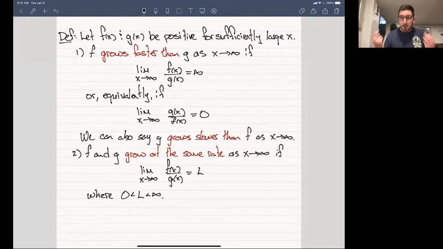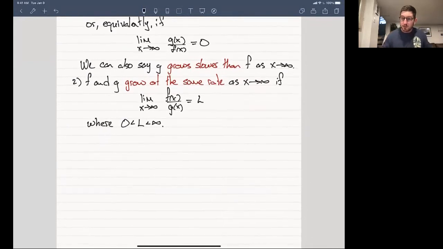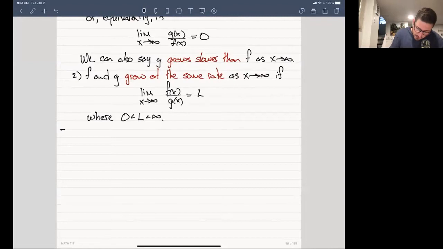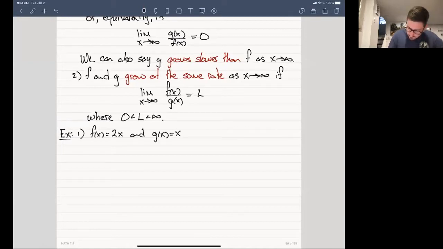Now, let's rhyme off a bunch of examples. Let me show you how I know that certain functions grow faster than other functions and that certain ones grow at the same rate. Let me start with an easy one. So let's take, for example 1, f of x is equal to 2x and g of x is equal to x. Now, to the naive, maybe somebody would say that f of x grows faster because it's double what g of x is.